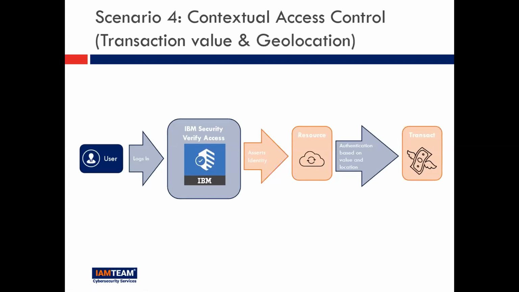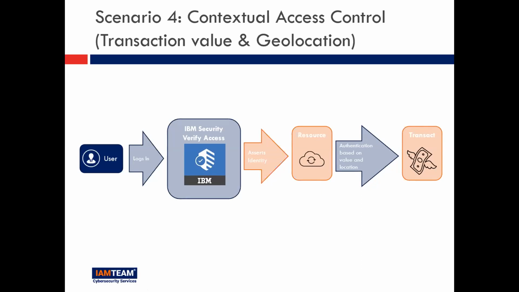Okay, so let's build up from that. So aside from the transaction value, the context of the location will be included in this scenario. So with context-based access management, as I mentioned, aside from the transaction value, we can implement other security policies that depend on other attributes. So in this example, we will include the location of the requester.